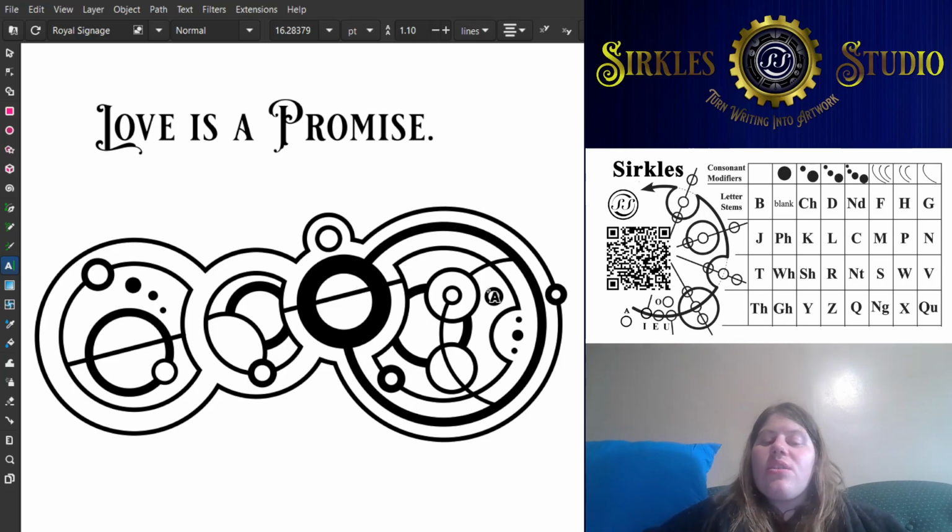The O is internal to the word circle, and then the M has 1, 2, 3 lines on it, I line going inwards. This S has 1, 2, 3 lines, just like this S, and last but not least, we have our E. So that's that design for Love is a Promise.